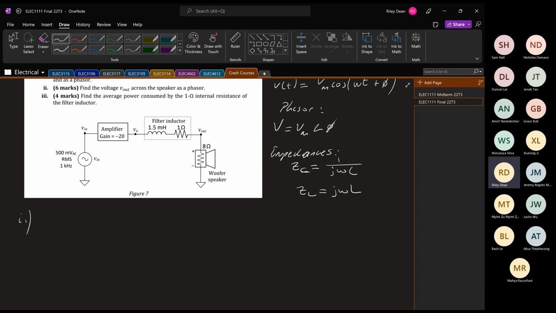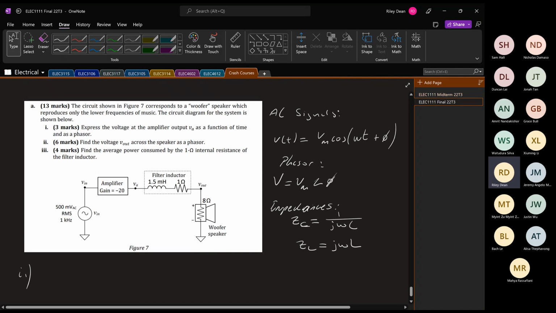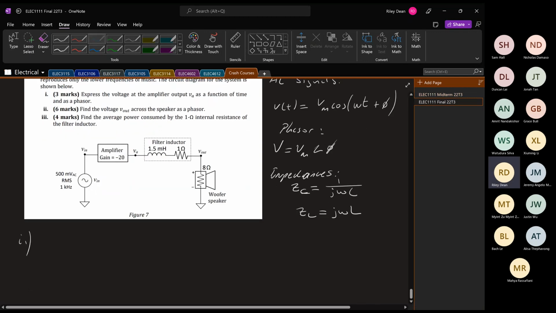With that, let's head into the question. So firstly, we want to express the voltage at the amplifier output, VA, as a function of time and then as a phasor. So the first thing we need to look at is V in, which gives us some pieces of information there. So first we see that we have 500 millivolts RMS, and it's a frequency of 1 kilohertz. So, does anyone remember what RMS voltage means?